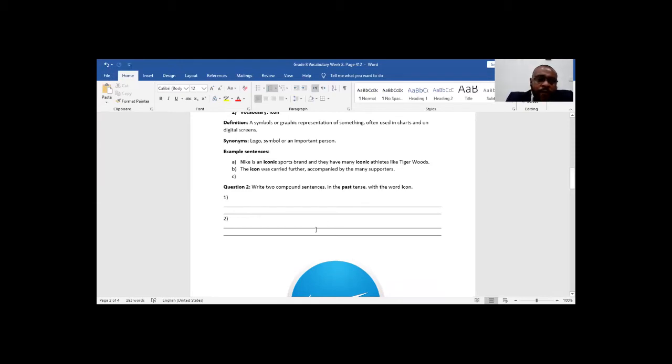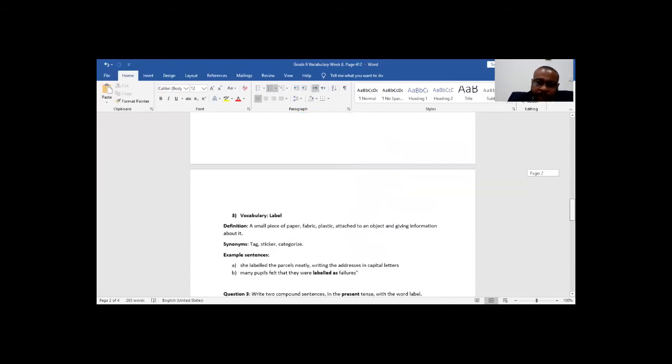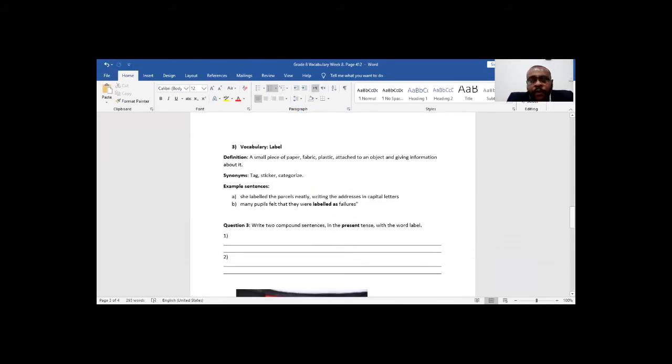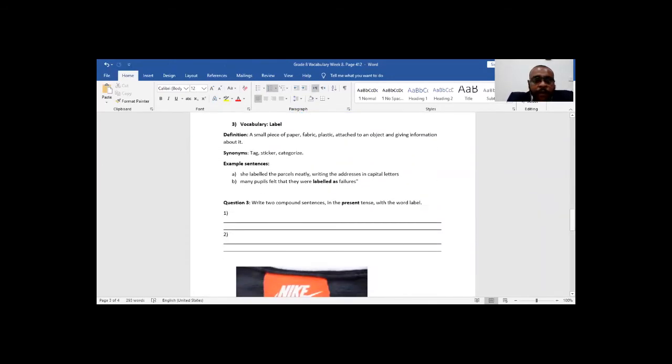For question 2, I want you to use the word icon, but I want you to write 2 compound sentences with that word, and I want you to make them in the past tense, right? So that's 2 sentences, both of them in the past tense, using the word icon. The third word, the third part of our vocabulary is the word label.